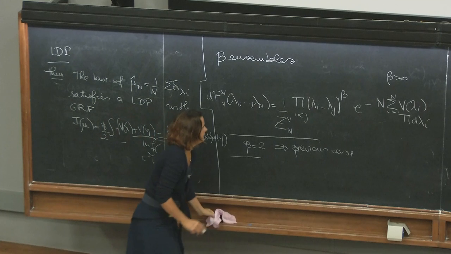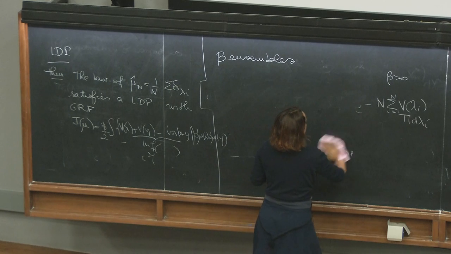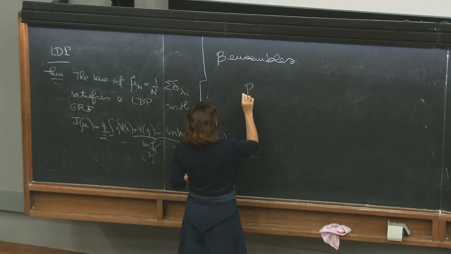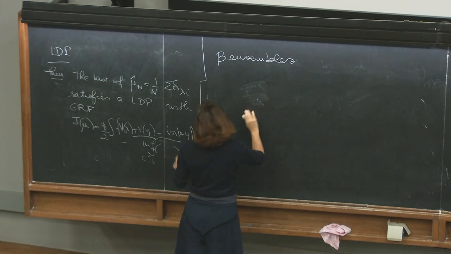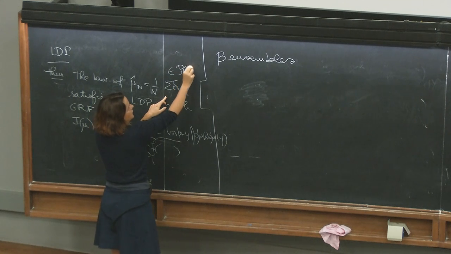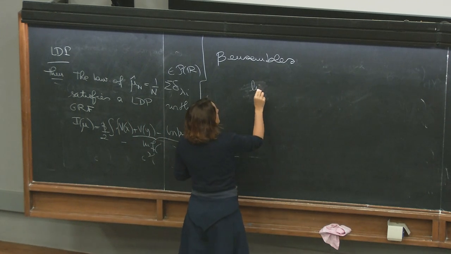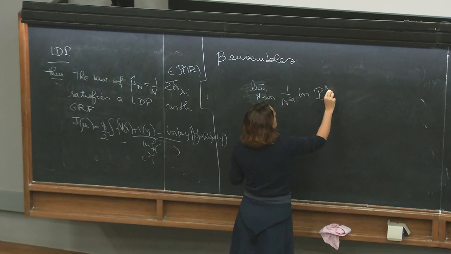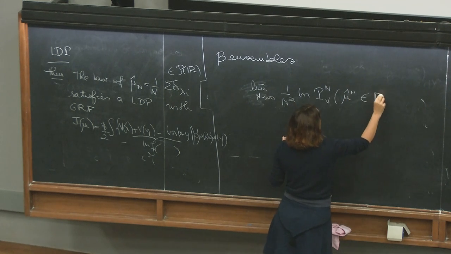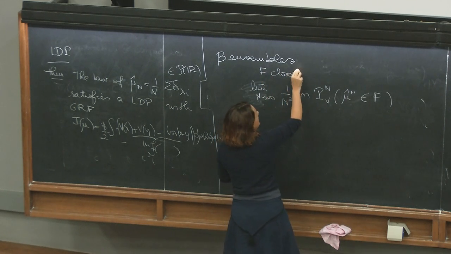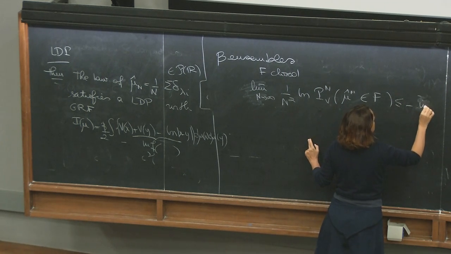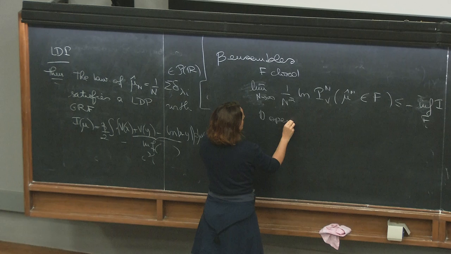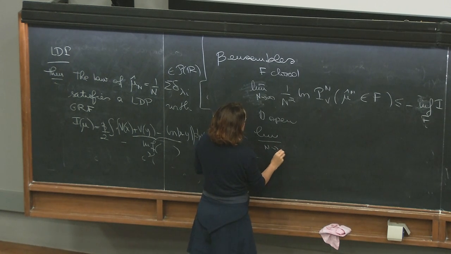And so what does this mean? This means that if I look at this object as a probability measure equipped with a weak topology, then the lim sup as n goes to infinity of 1 over n squared, the log of P_n^V, the probability that this belongs to some closed set F, is bounded by minus the infimum of I over F. And if O is open, you have the same thing, but with the lim inf.